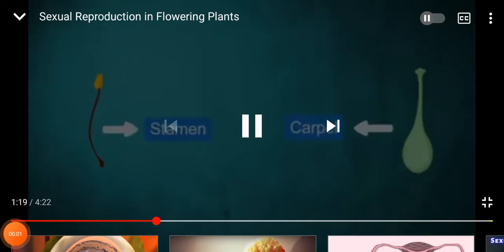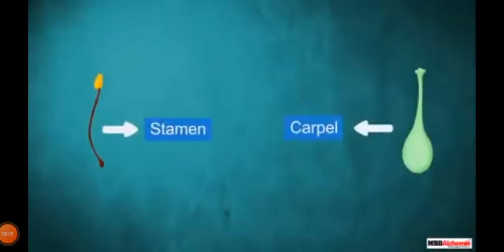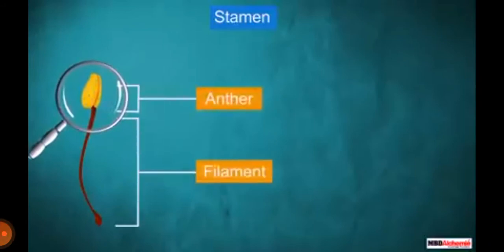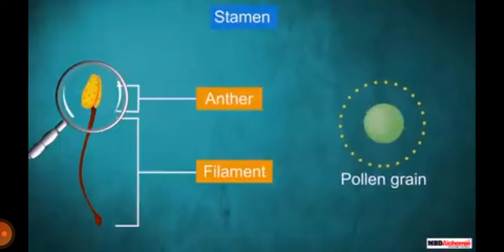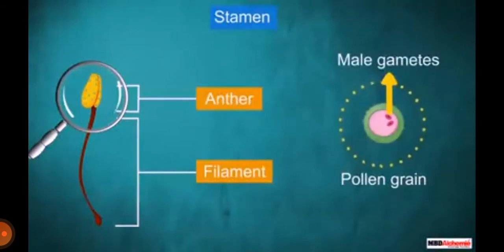Parts that make up a stamen and a carpel. A stamen is made of two main parts, anther and filament. The anther produces pollen grains. It is the pollen grain that contains the male gametes.